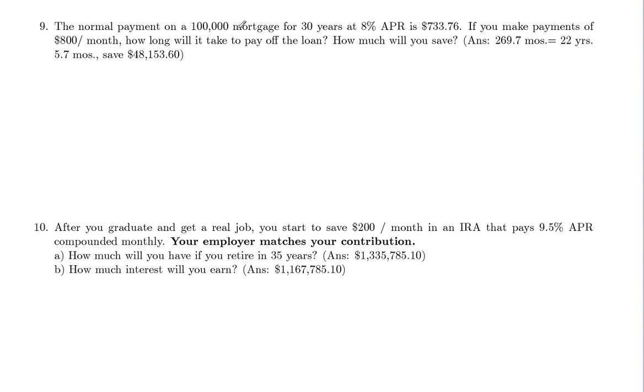Normal payment on a $100,000 mortgage. This is a loan for 30 years, and the payment is $733. That's the 30-year payment, which is given to you. You make payments of $800, so you make a higher payment. How long will it take to pay off the loan? How much will you save?